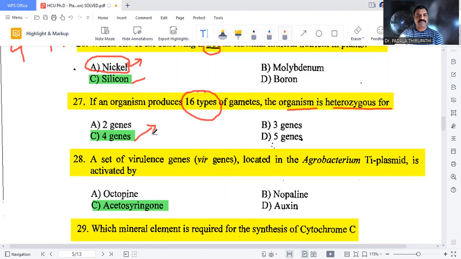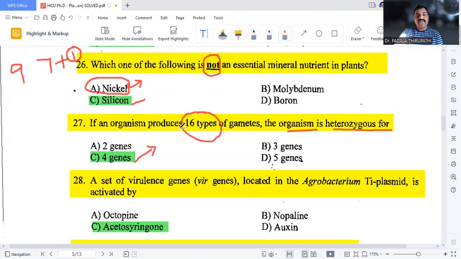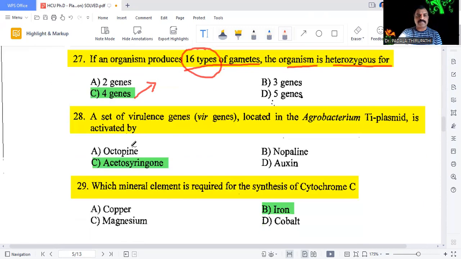Okay, 4 genes. If there are only 4 types of gametes, the organism is heterozygous for 2 genes only. If 4 genes, 16 types of gametes are observed. If 2 genes, only 4 types of gametes are observed in the heterozygous condition.